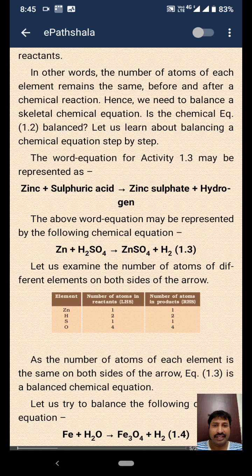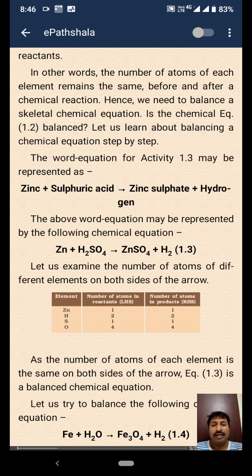So we have written everything, and the number of atoms present on the left hand side and the right hand side has to be tabulated. Zinc 1 and right hand side 1, hydrogen 2 and right hand side 2, sulfur 1 and right hand side 1, oxygen 4 and 4. Everything has been balanced, so no need to balance it. It is a balanced equation. It obeys the law of conservation of mass, so it is a right reaction.